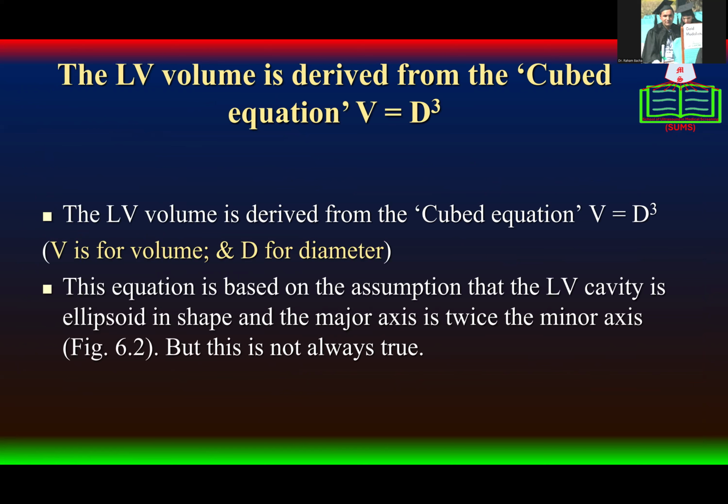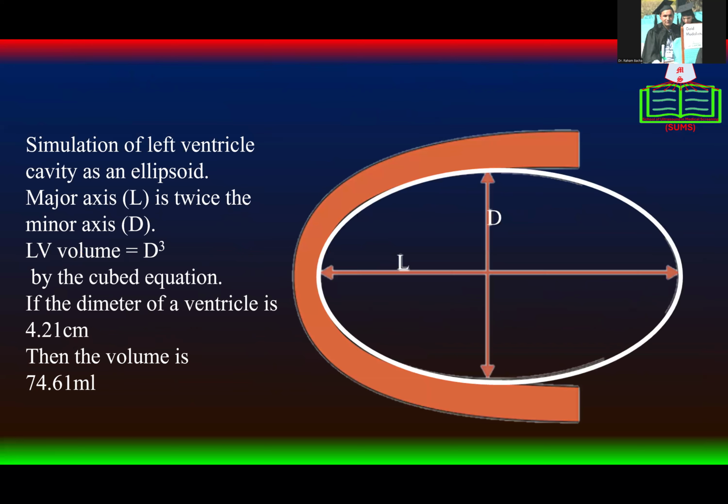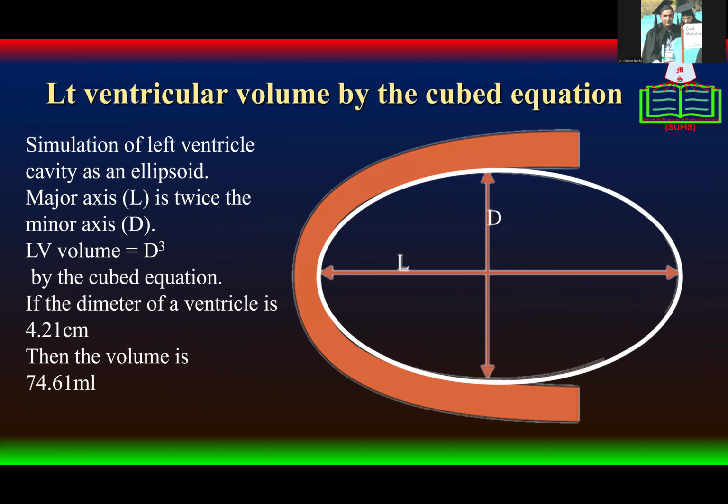The left ventricular volume is derived from the cubed equation. This is a simple equation, which means volume is equal to D raised to the power 3, where V is volume and D is diameter. This equation is based on the assumption that the left ventricular cavity is ellipsoid in shape, and the length, the major axis, is twice the minor axis, the diameter. This is true, but not always true. Sometimes it's false.